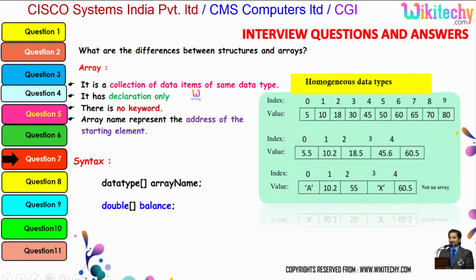Whereas an array is a collection of data items of similar data types. It has only declaration and no keyword. Previously we used the struct keyword, but there is no keyword like that for arrays. The array name represents the address of the starting element.